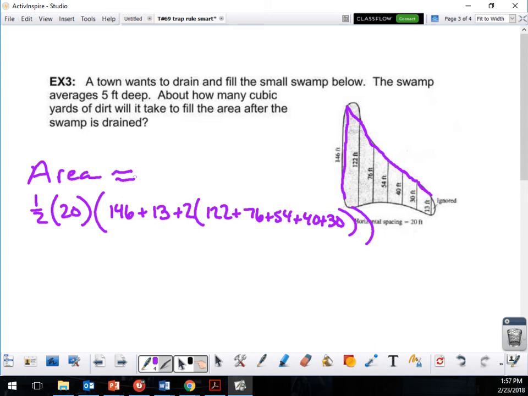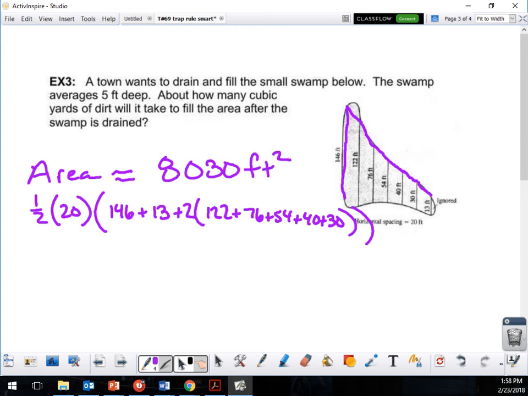I got 8,030. I just want area right now, not times 5. Okay, I got 8,030. I plugged in what you had. Explain to me the 2, and what are my units here? 8,030 feet squared.